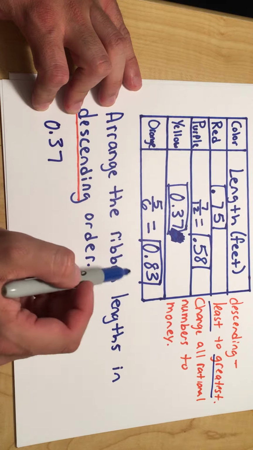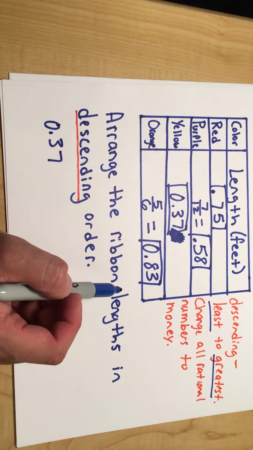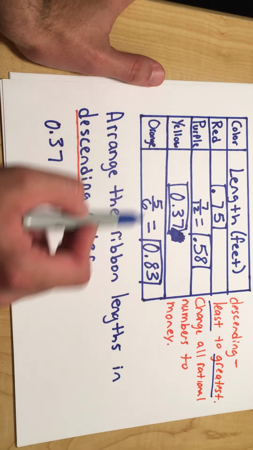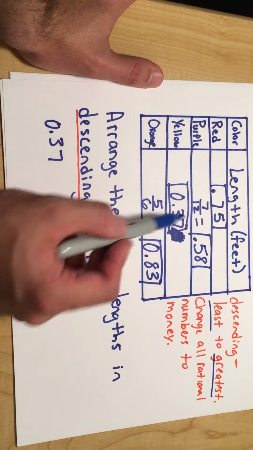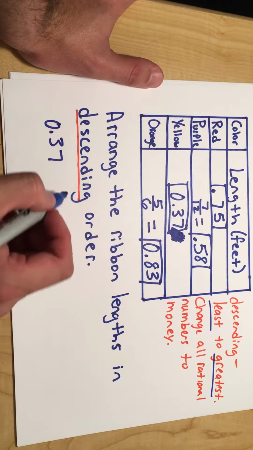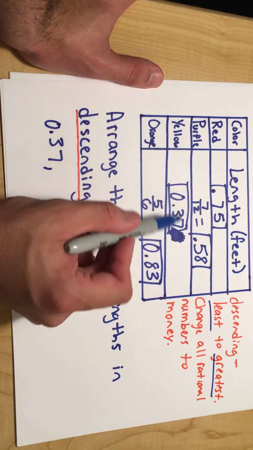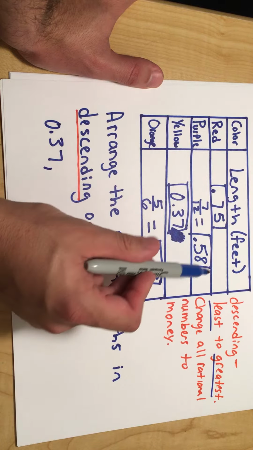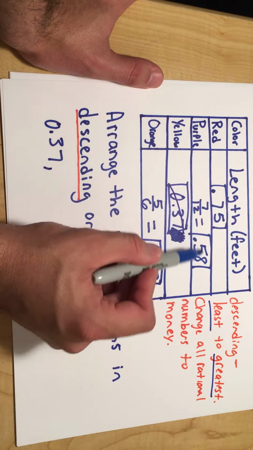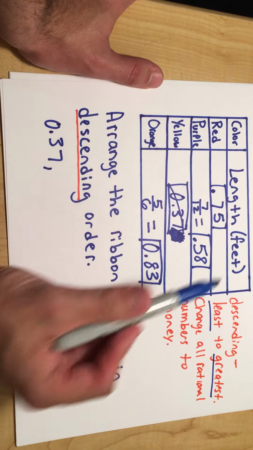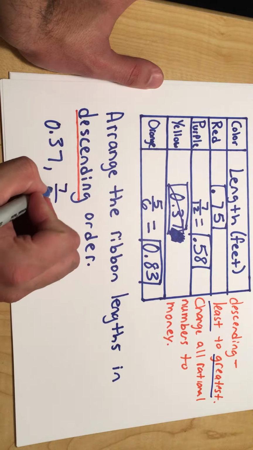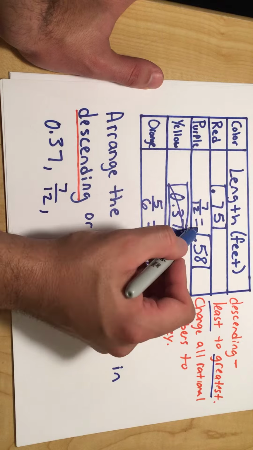And we've got to remember that when we're listing them, we're going to list all of our numbers in the original form, not in their decimal form. Well, this one was in decimal form, so we can leave that one like that. Then what would the next number be? After 37 cents, it would be 58 cents, but I'm not going to list 58 cents. I'm going to list 7/12 because that was my original number. So I'm going to put 7/12 here. I'm going to cross this one out.